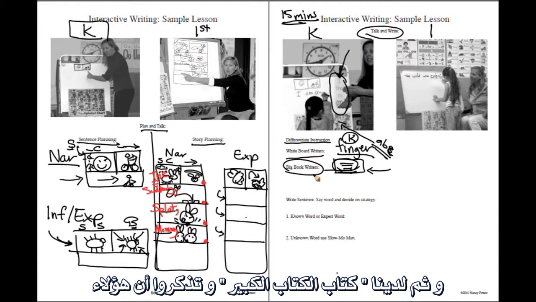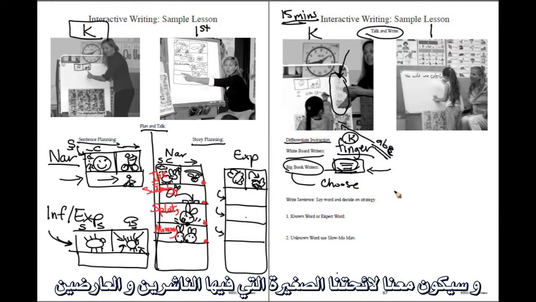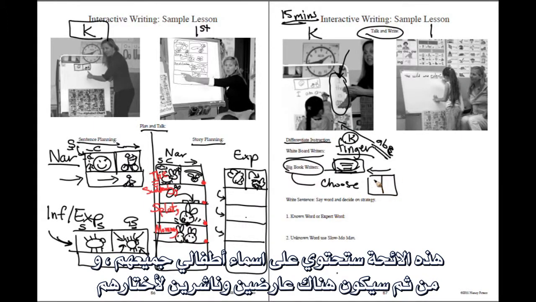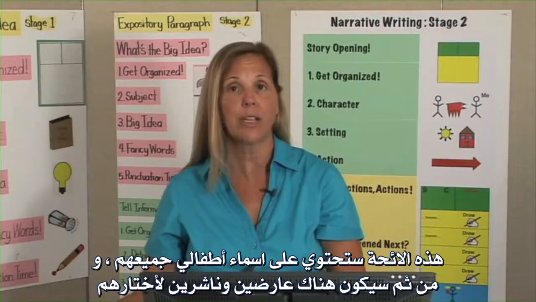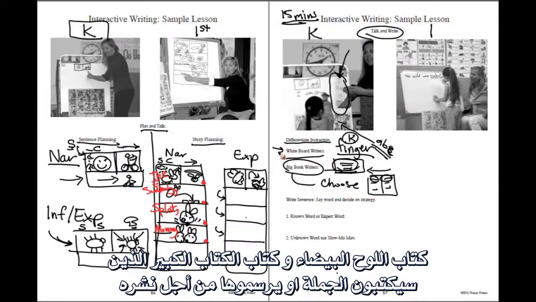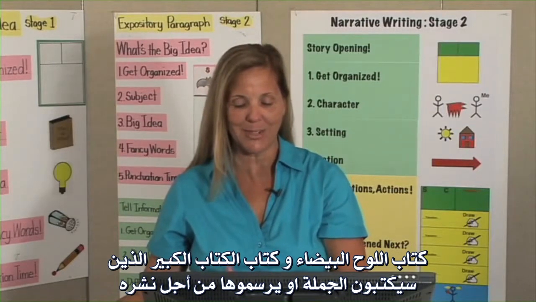And remember, when we have our big book writers, those are kids that I'm going to choose at the end of the lesson. We had our little list where we had our publishers and our illustrators, so we had the two lists of all the kids in my classroom. I'm going to pick a child from each list, a publisher and an illustrator, for the big book to draw the picture or write out the sentence in the big book each day. So now we have whiteboard writers, and then we have big book writers, where kids take turns to write, draw a picture, or write the sentence for the big book for it to be published.